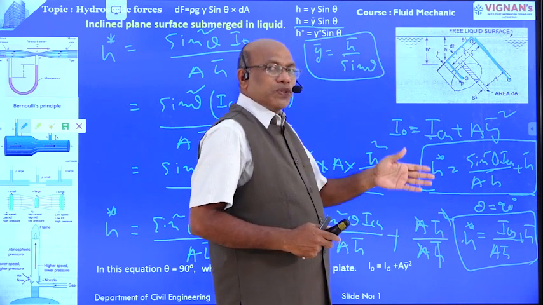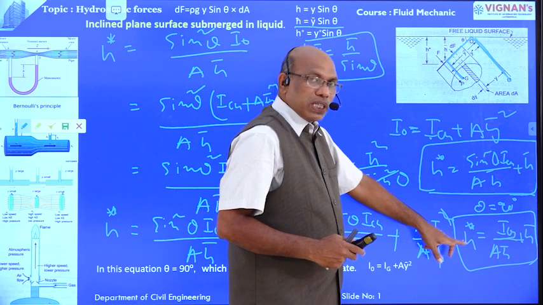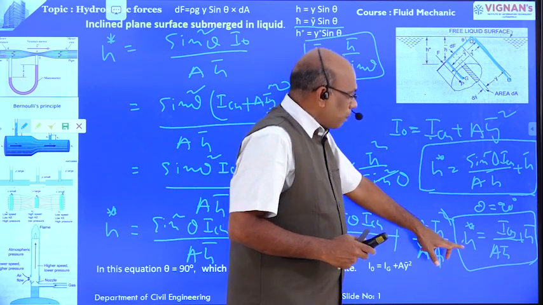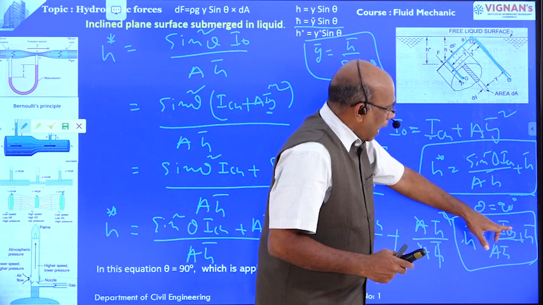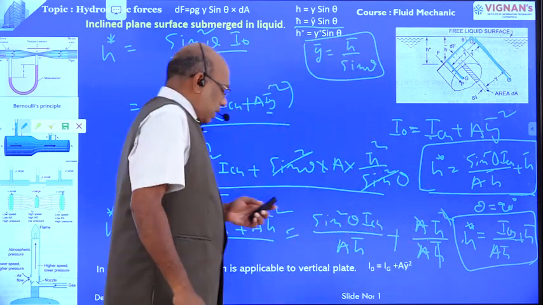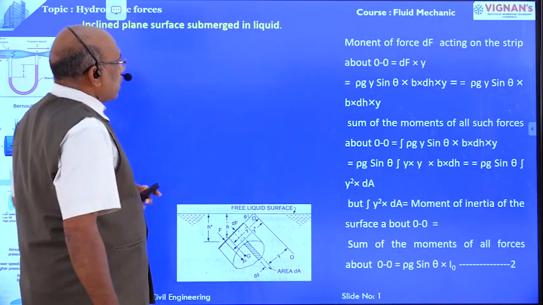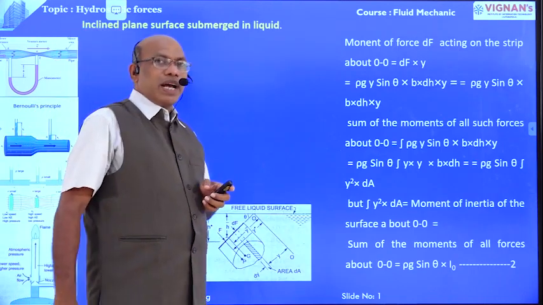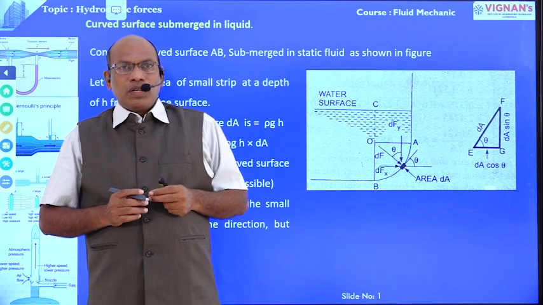is in vertical position. That means in case of vertical position, the distance of center of pressure h star is equal to ICG divided by A h bar plus h bar. Right? This is the equation for the determination of total pressure and center of pressure.